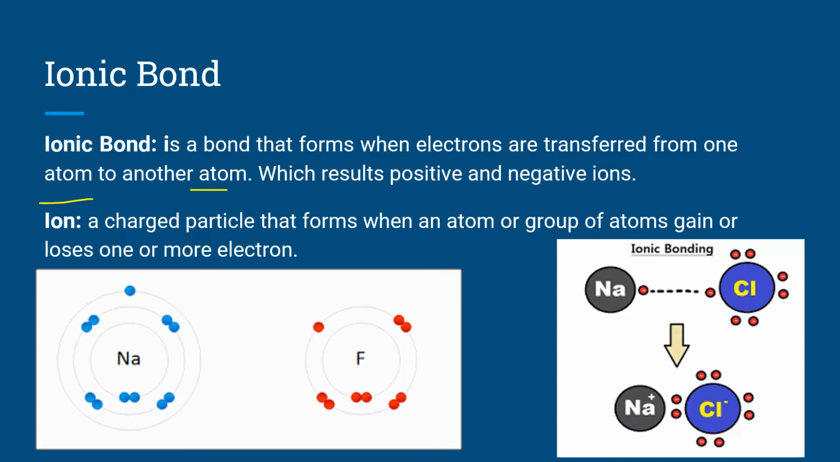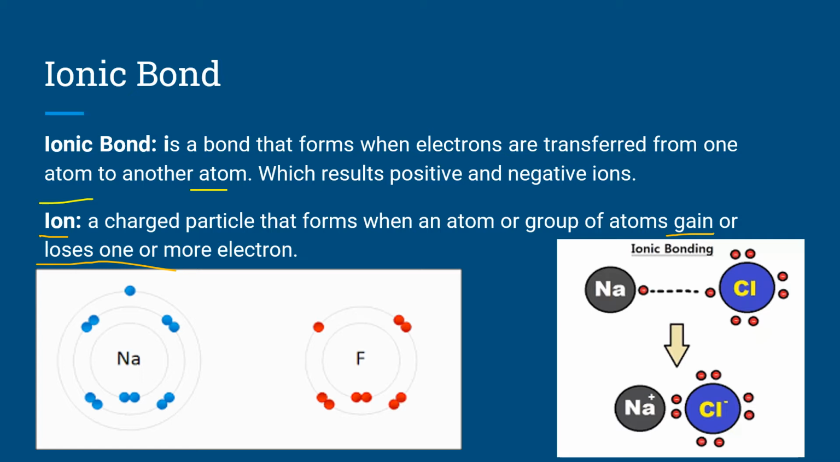So then what is an ion? An ion is a charged particle that forms when an atom or group of atoms gains or loses one or more electrons. So an ionic bond is a bond that forms when electrons are transferred from one atom to another atom, resulting in positive and negative ions. And ions are formed when atoms are gaining or losing electrons.